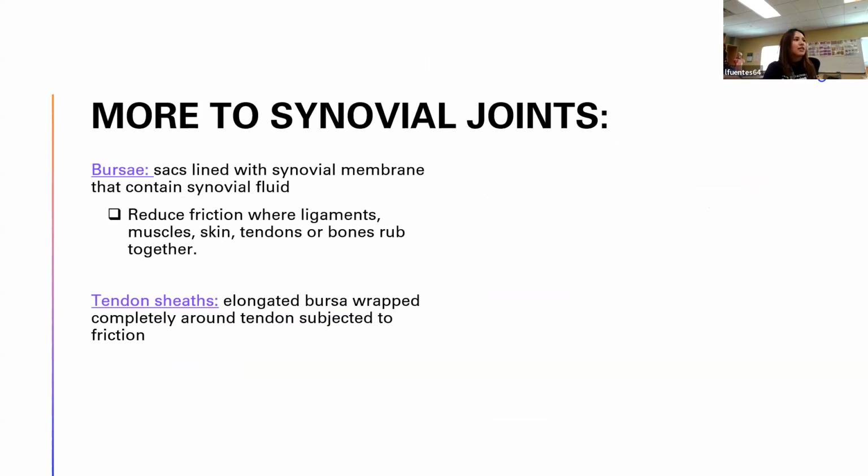So if you can imagine, like on George over here, if we were just skeletal and nothing else, our bones would kind of like click clack on each other all day long, and that would be A, uncomfortable, and B, wouldn't really allow for a lot of movement or allow us to do a lot of the everyday things we do, like throwing a ball or extending, flexing our leg. So those bursae are there to reduce friction. And then we also have tendon sheaths, which are elongated bursae that are wrapped completely around a tendon that is subjected to friction.